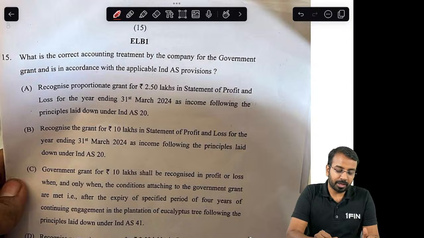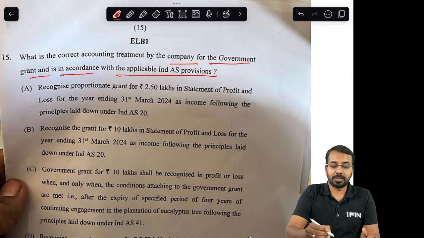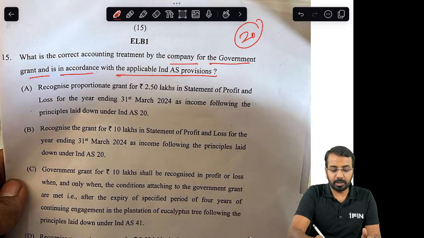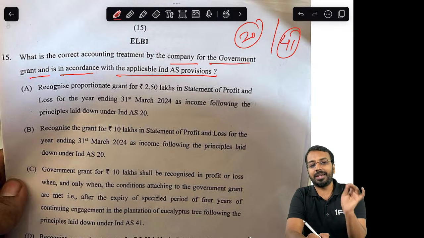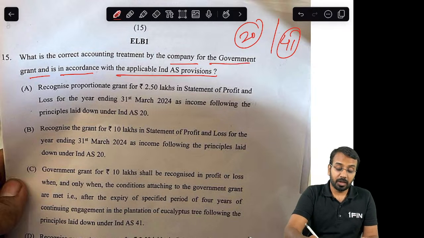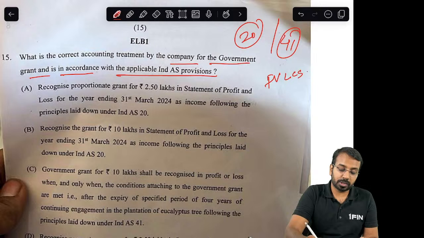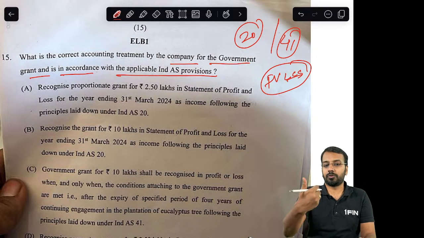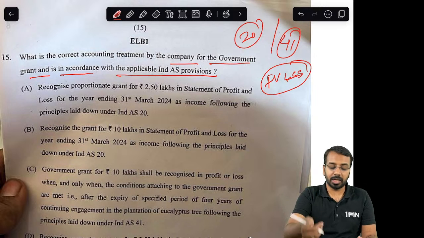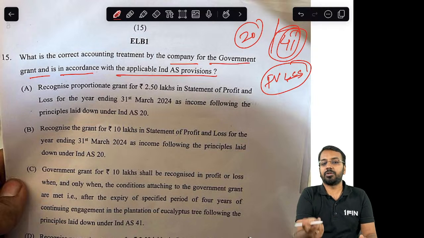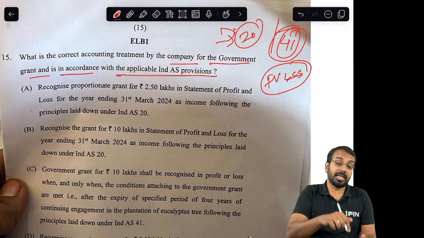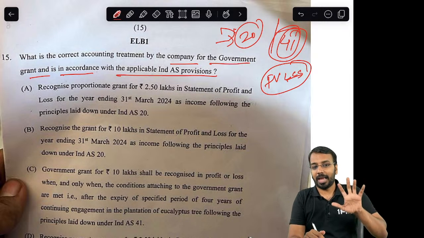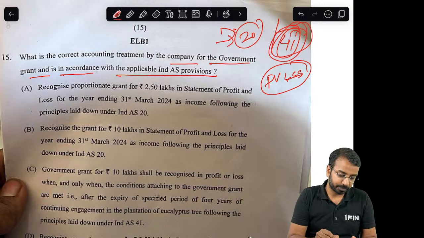What is the correct accounting treatment for the company for the government grant in accordance with applicable Ind AS? Now please understand, here we have two Ind AS applicable, Ind AS 20 and Ind AS 41, right? Now whether we should apply Ind AS 20 or Ind AS 41 depends. If you follow fair value less cost to sell model for valuing your assets related to agriculture, then you will apply Ind AS 41, otherwise you will apply 20. If it is cost model, you will apply Ind AS 20. Now here they have said these are not bearer plants, and hence we'll have to apply Ind AS 41.